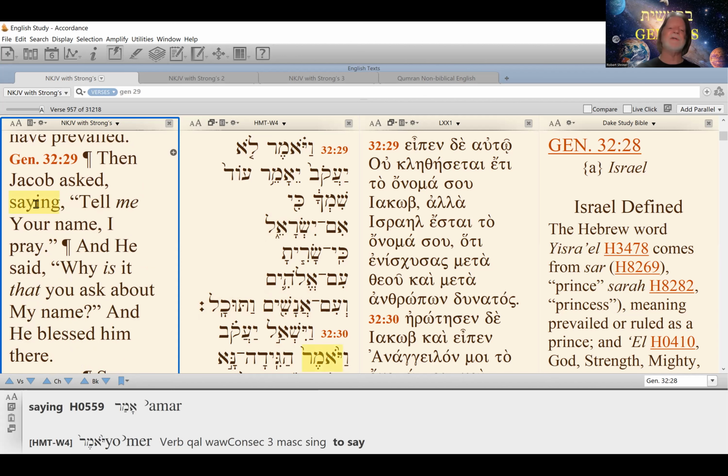Then Yaakov asks, saying, "Tell me your name, I pray." Now, when you hear that, probably the first thing that pops into your mind is the conversation we've been having in this study about the sacred name of God. Is Yaakov saying, "Oh God, tell me your name. Tell me the sacred name"? Maybe that's what he's asking.